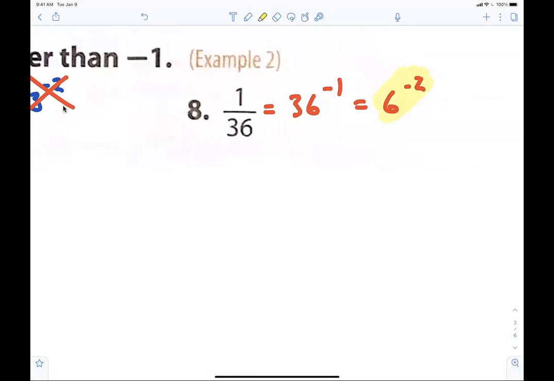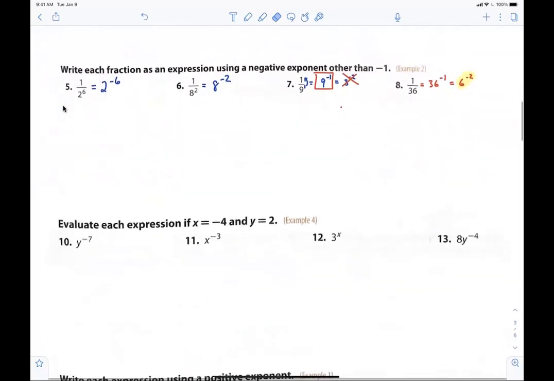Because 6 times 6 is 36. Correct? Yeah. All right, sneaky. All right, Mr. Ward, you're up.